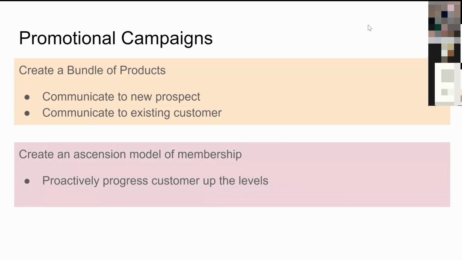Ascension model. So is everybody familiar with the ascension model of membership? So you get bronze, silver, gold, platinum, platinum plus, titanium, titanium plus, titanium plus plus. As soon as you've got more than 2 people in one level, you need to invent the next level, because one of them will want to ascend.